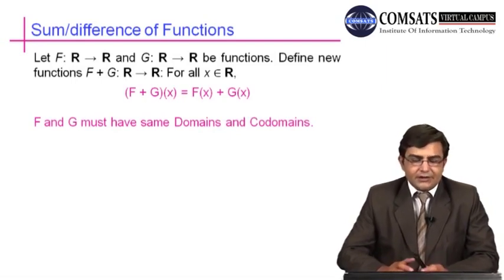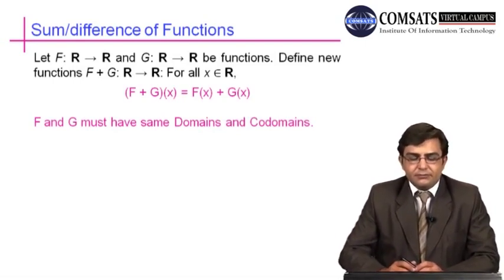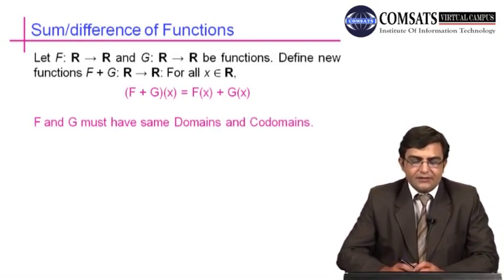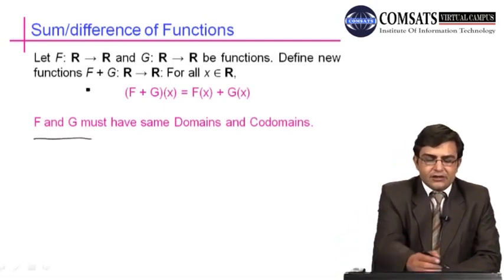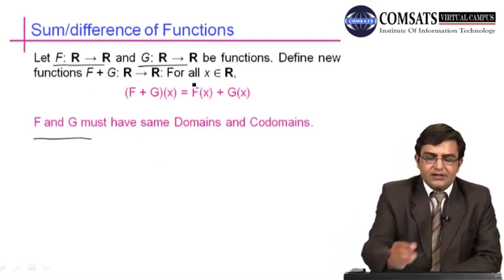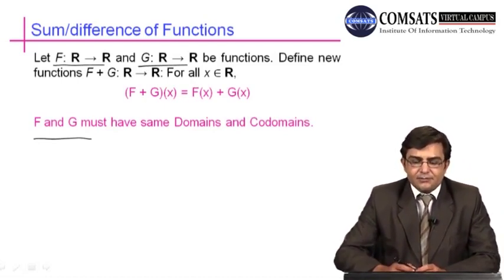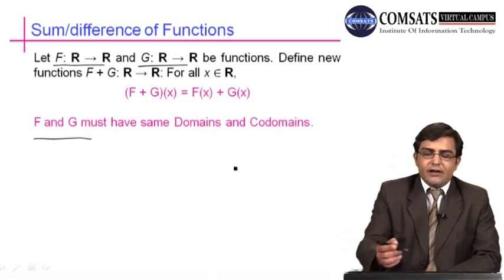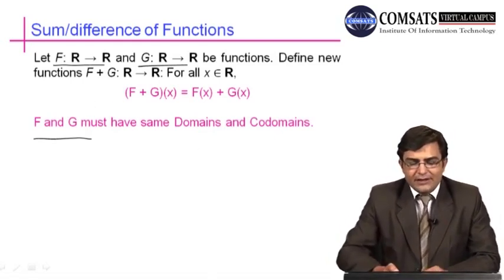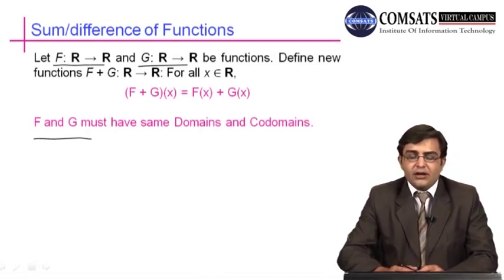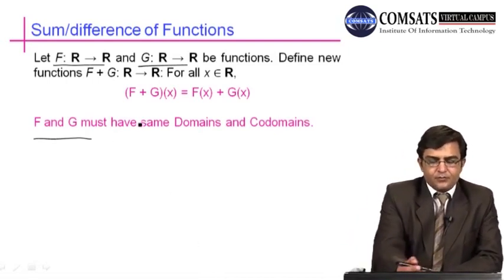For adding or subtracting two functions, the functions must be defined on the same sets. This is the first thing. If we have two functions, f from R to R and g from R to R, where R is the usual set of real numbers, then to take the sum or difference of these two functions, they must be defined on the same sets. Now we can define the sum f plus g, or the difference f minus g.